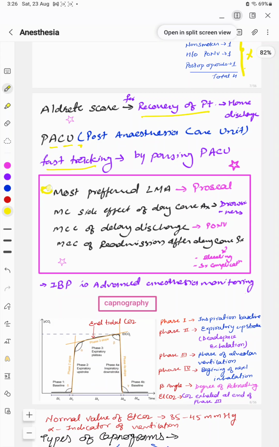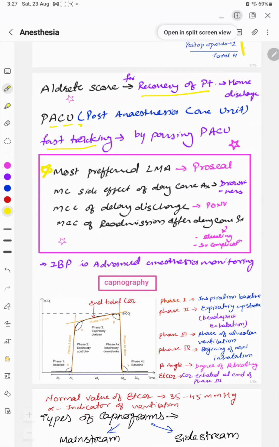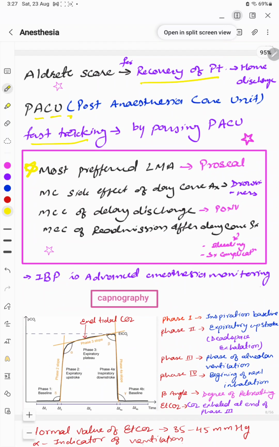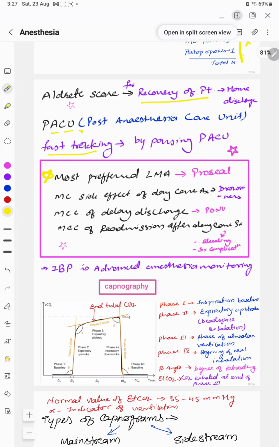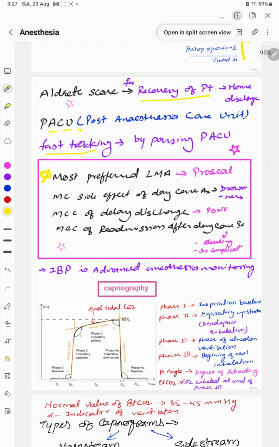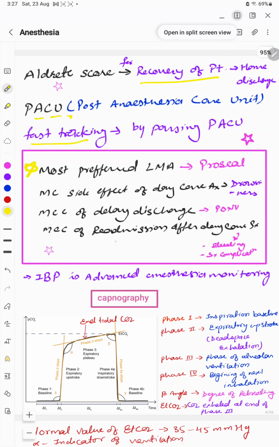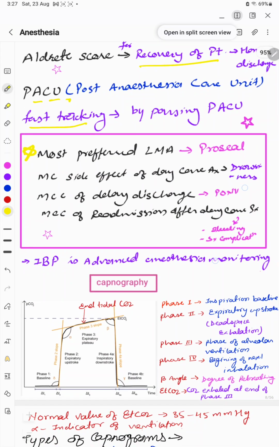Now these are all in the box and I am marking them with stars. They are important questions from the exam point of view. You should remember this. The most preferred LMA is ProSeal. The most common side effect of daycare anesthesia is drowsiness. The most common cause of delayed discharge is PONV. The most common cause of readmission after daycare surgery is bleeding and surgical complications.